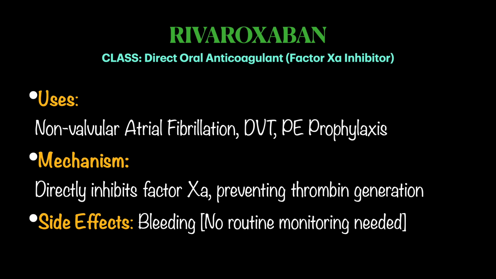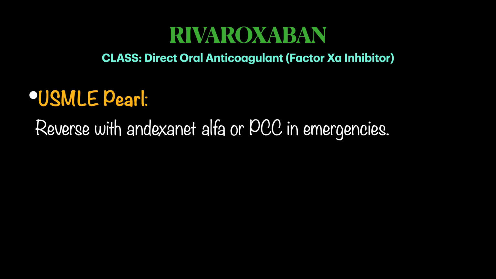So that is how it prevents thrombin generation. And the side effect of this drug is bleeding, and no routine monitoring is needed. The USMLE pearl for the drug is that if there is toxicity of rivaroxaban, or if you have to induce coagulation, then you can reverse it with andexanet alfa or PCC in emergency cases, right?